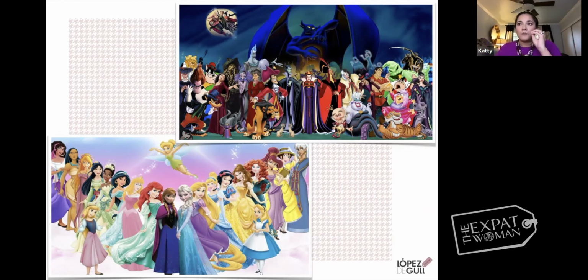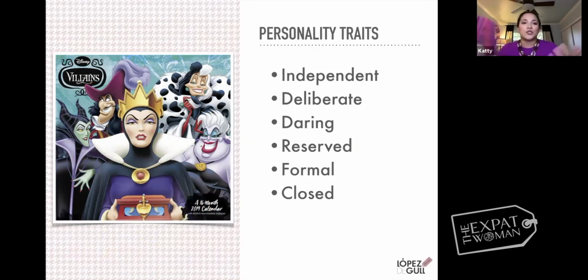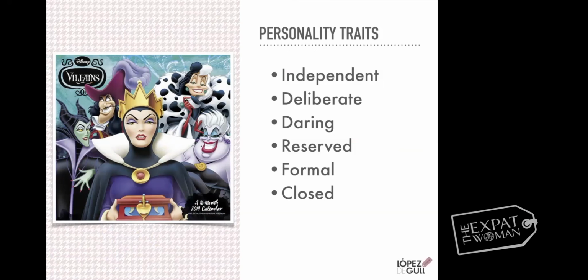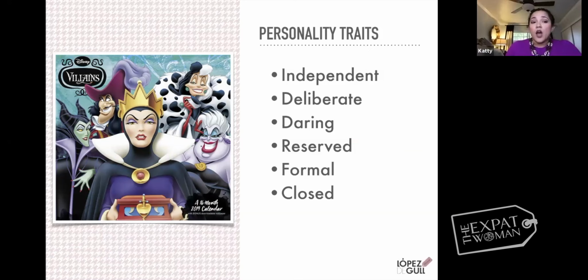And that's the same you can do with your personal brand look. You can communicate the personality traits that are in alignment with your values and skills. For example, if you opt for a sharper look like the villains, using black, white, red, you are going to project a more independent, deliberate, daring, reserved, formal, closed image.